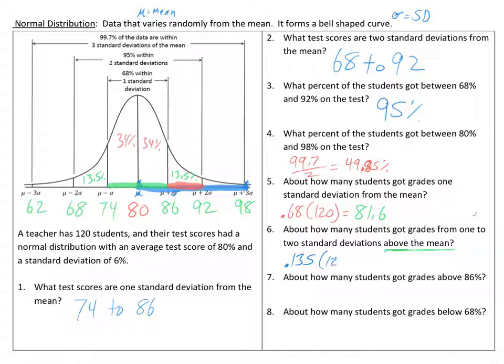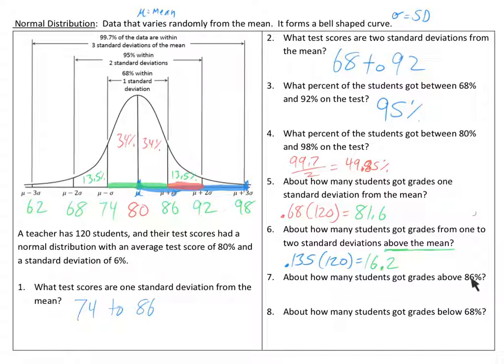13.5% times 120 people. I'm going to multiply those, and I will now know how many people are in this pocket according to my 120 students. So right here we get 16.2 people, which is about 16 people. So 16 people out of 120 are in this little range. Basically, between 86 and 92% on their tests, there's about 16.2 students. All right, next one. About how many students got grades above 86.